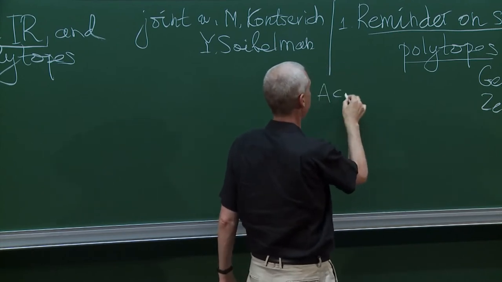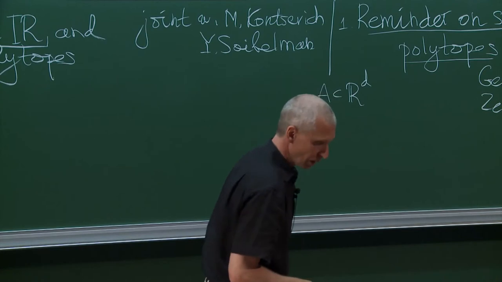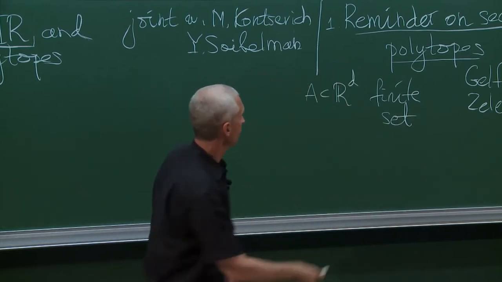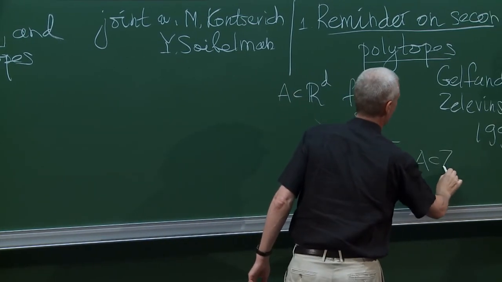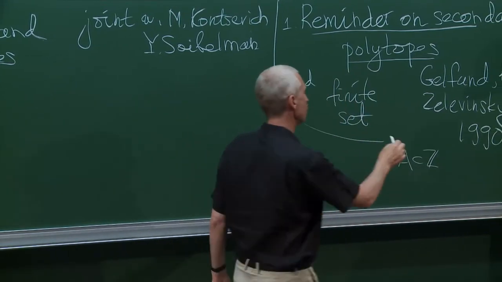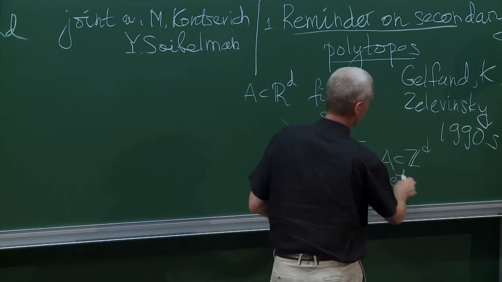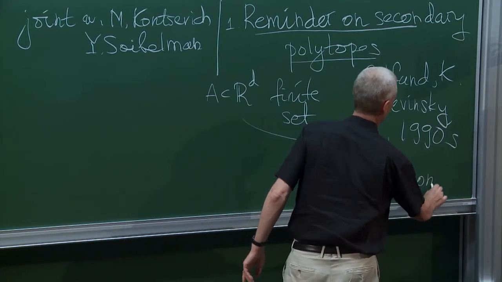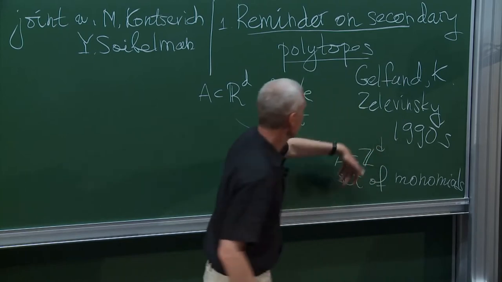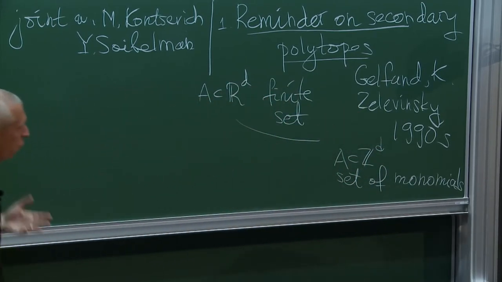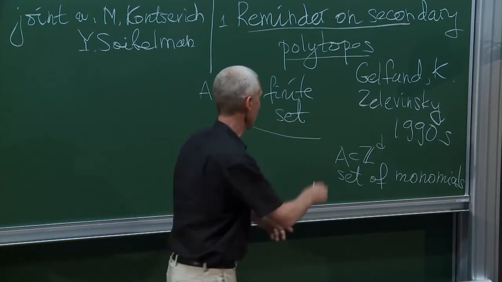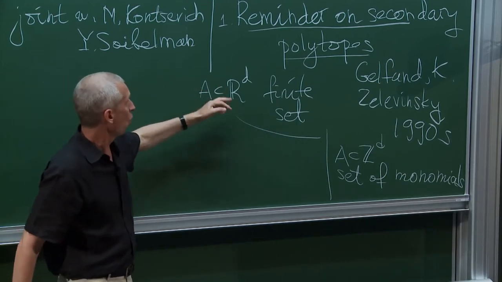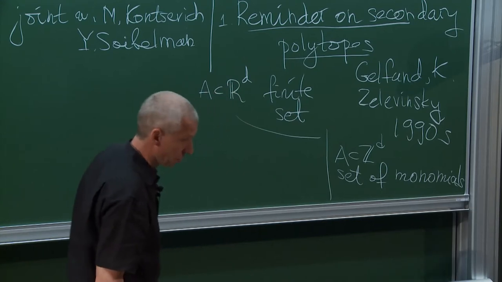So we start with a finite set of points in Euclidean space. In the old setting, the set consisted of points with integer coordinates. It's the set of monomials: we interpret an integer point as a Laurent monomial. Then we consider the space of polynomials over those monomials and look for those polynomials that define singular algebraic hypersurfaces. But this construction makes sense for any subset of points in Euclidean space, integer or not.